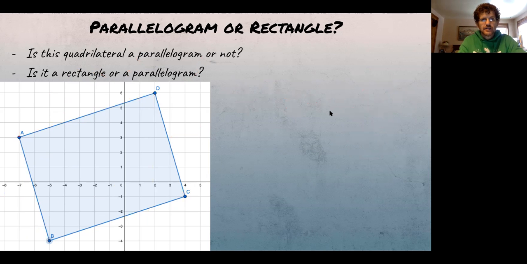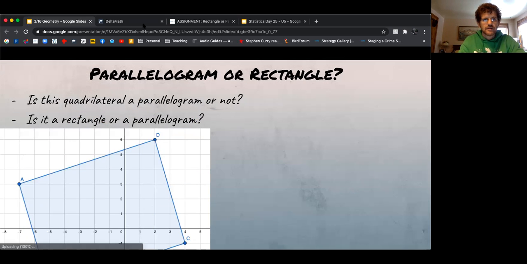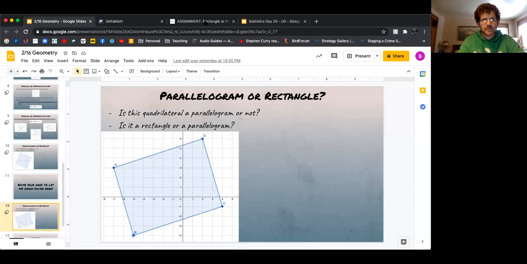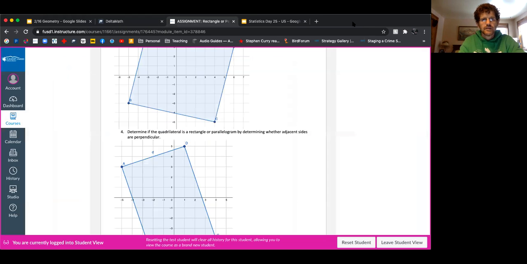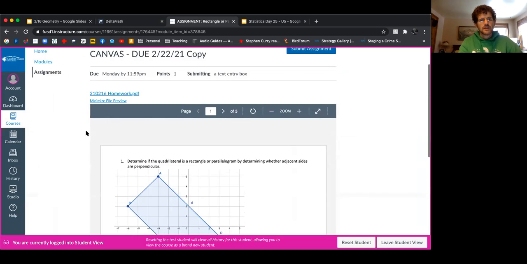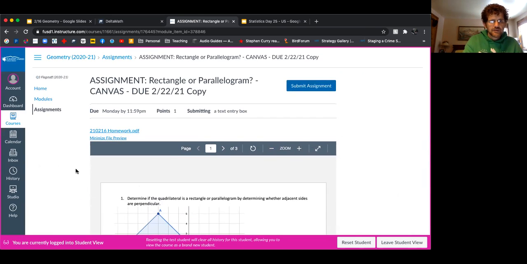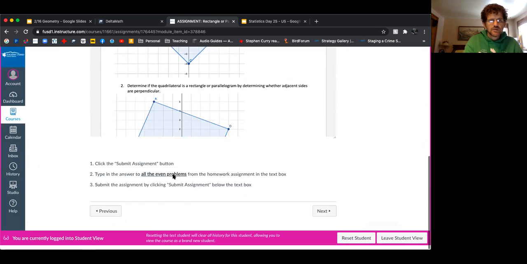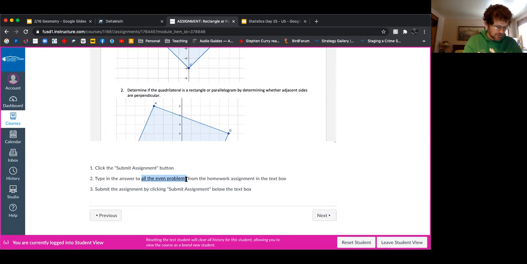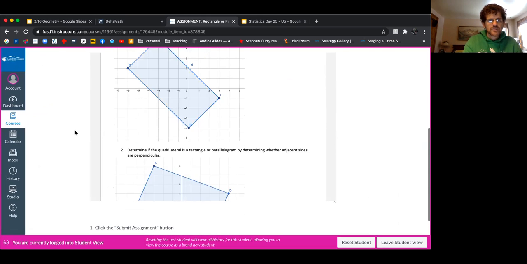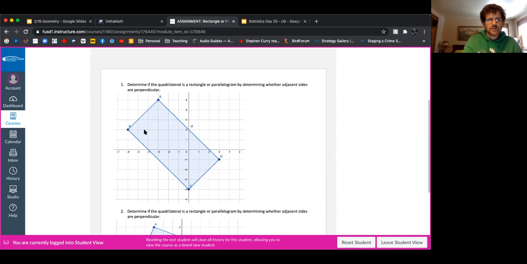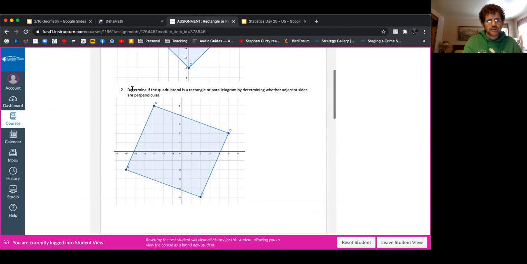So if I come over here to your Delta Math, not Delta Math, sorry, this is your homework for tonight. It's just another PDF of a few problems, and you need to do all the even problems. So make sure you're aware of that. There's going to be only 3 problems as far as this goes. And here's what you need to do. Notice that all these have the same instructions.